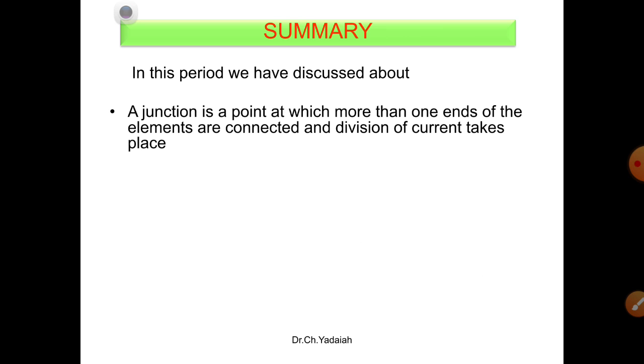So what is the summary of what we have discussed in this class? We discussed some terminology regarding circuits. A junction is a point at which more than one end of the elements are connected and division of current takes place at that junction. You have to remember, all elements are connected at a common point, which is a junction, and at the same time you can observe the distribution of currents taking place. That point is known as the junction.